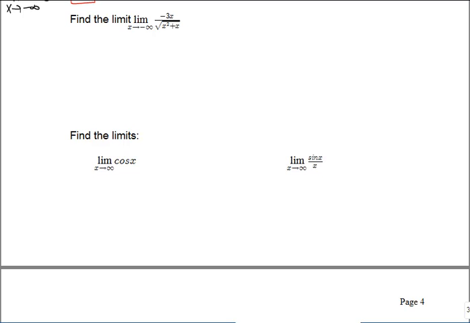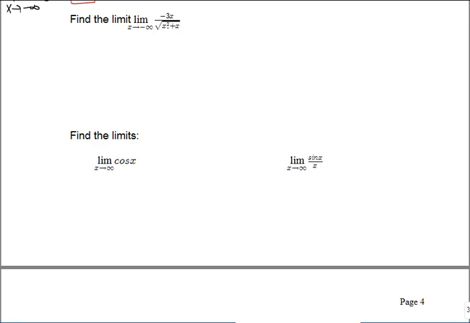Another common example that might have more than one horizontal asymptote is a limit of a function with a radical in it. So let's take a look at this next example. The limit as x goes to minus infinity of negative 3x over the square root of x squared plus x. So in this problem, we have to be a little bit careful.